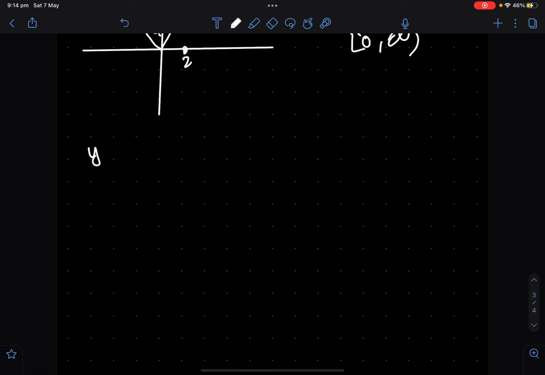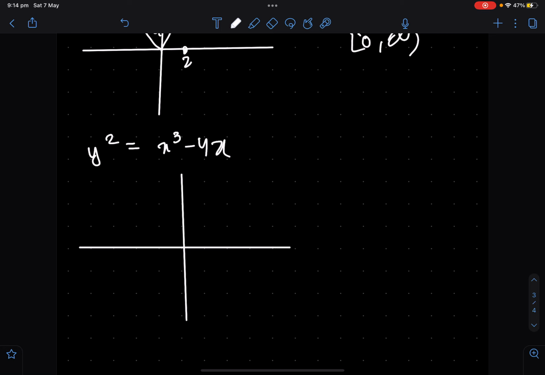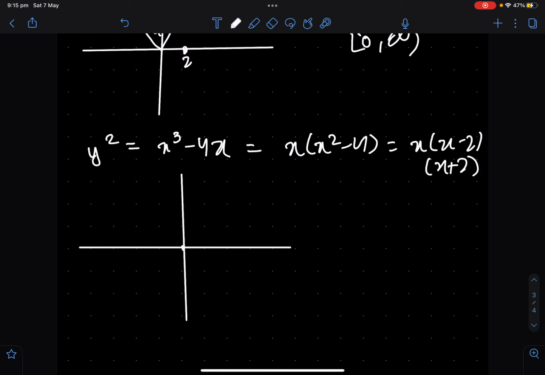We have y squared equals x cubed minus 4x. Now, similarly to last question, we will have to graph the original function and continue from there. Now, factorizing this, we get x times x squared minus 4, which is equal to x times x minus 2 and x plus 2. So we get x equals 0, x equals 2, and x equals negative 2.